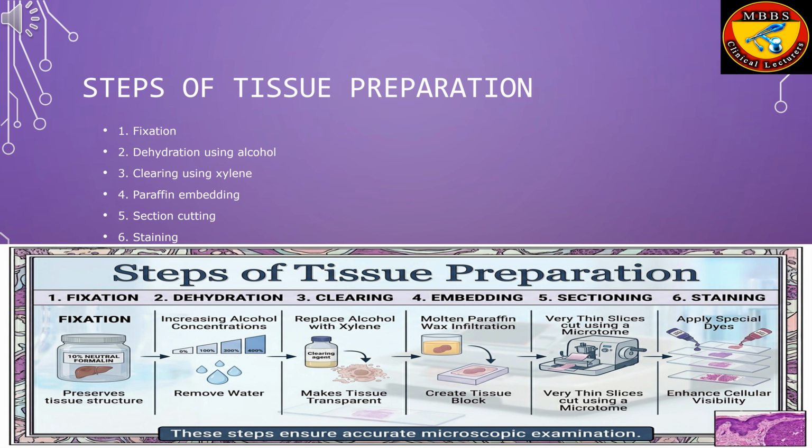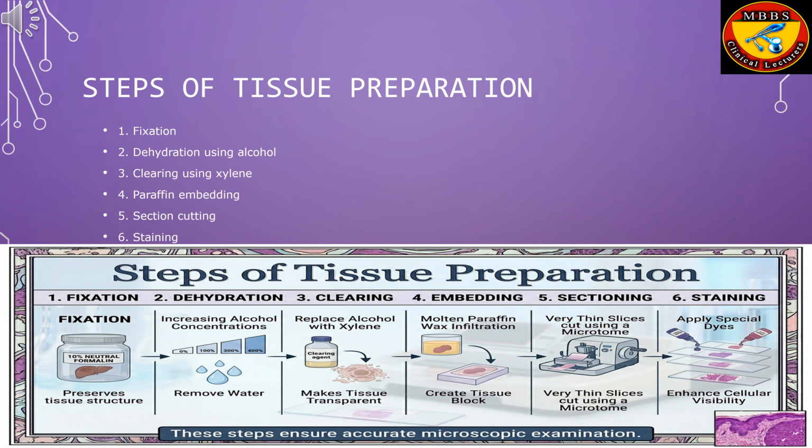Steps of tissue preparation. After fixation, the tissue undergoes several processing steps before microscopic examination. 1. Fixation. Preserves tissue structure and prevents decomposition. 2. Dehydration. Water is removed from the tissue using increasing concentrations of alcohol because wax cannot mix with water. 3. Clearing. Alcohol is replaced with a clearing agent such as xylene. This step makes tissues transparent and prepares them for wax infiltration.